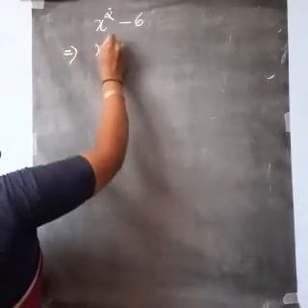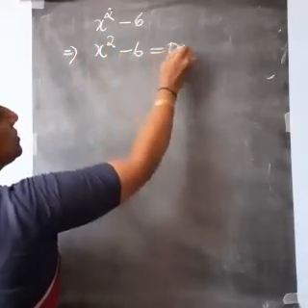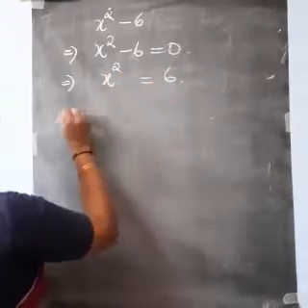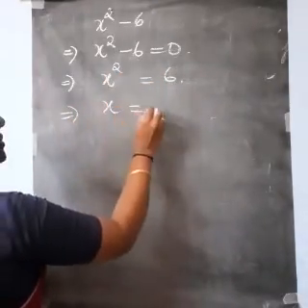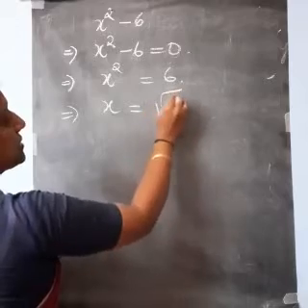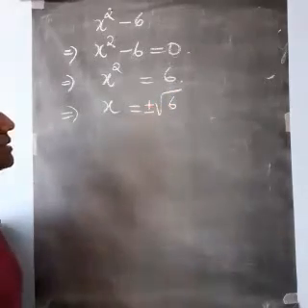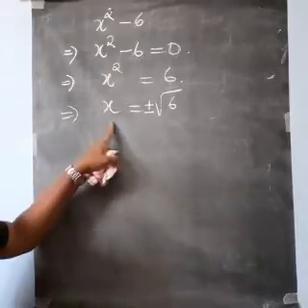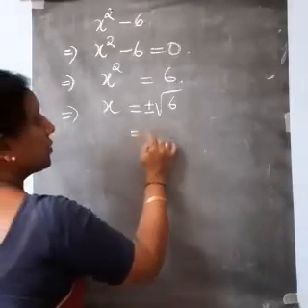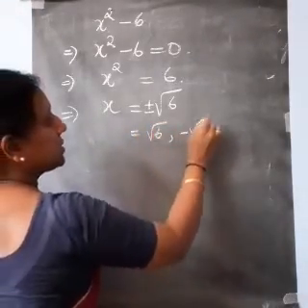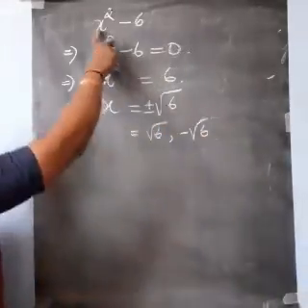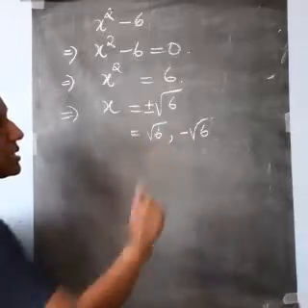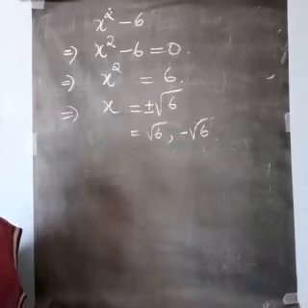So what will you get? X squared minus 6 equal to 0. So x squared is equal to plus 6. So what is x equal to? Root of 6 plus or minus, isn't it? So there are two values for x. What are the values? Root 6 and minus root 6. Always when there is a quadratic equation, it should have two answers. So we have got the zeros as root 6 and minus root 6.